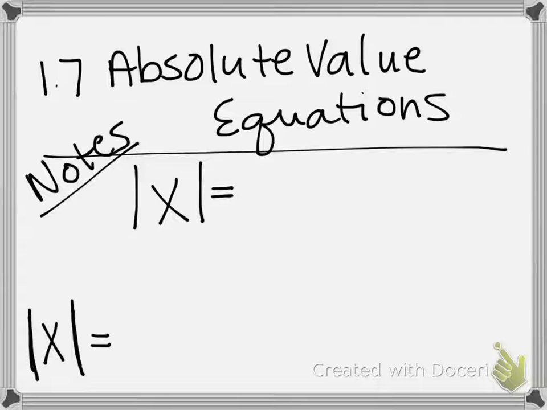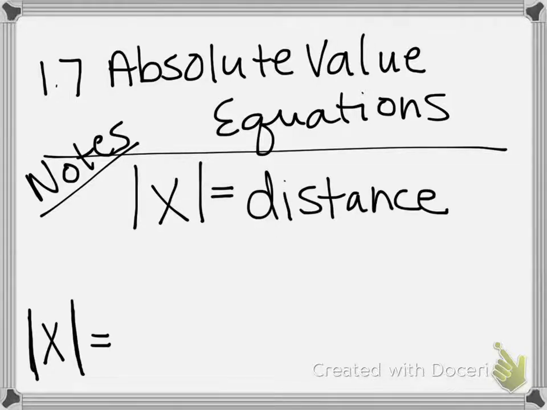If I have the absolute value of x, absolute value actually means distance. So it's the distance from the origin, or the distance from 0. When you think of absolute value, you probably think it's going to be a positive answer, but the reason we make it positive is because distance is measured in positive numbers.